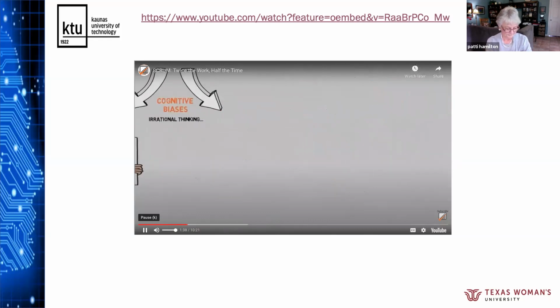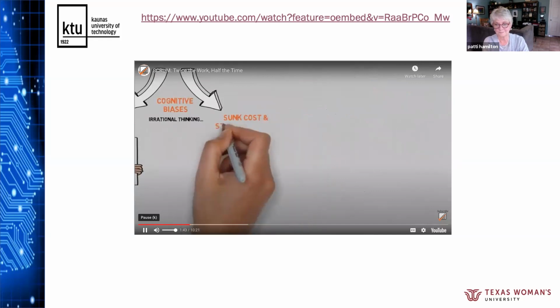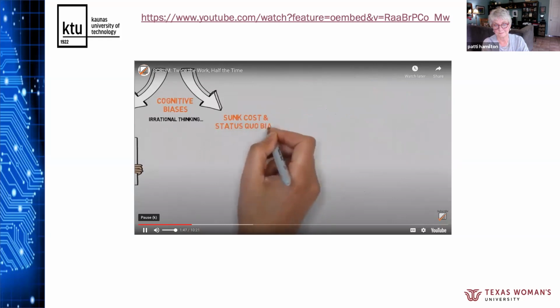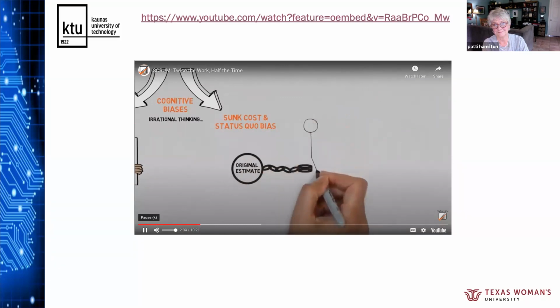The second combination of cognitive biases we fall prey to is the sunk cost and status quo bias. When we spend a lot of time or invest a lot of money creating something, we become attached to it. We resist any change and all new information that might contradict our work. This leads to a delayed response to new information and eventually project overruns.